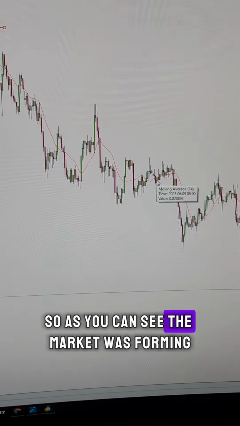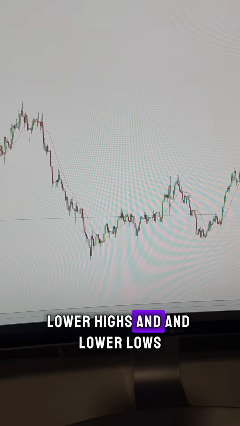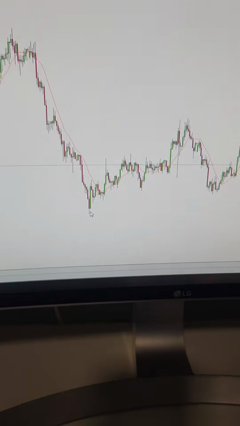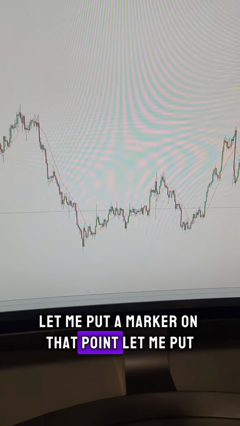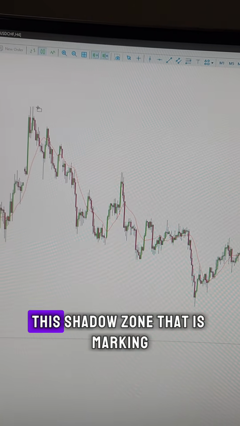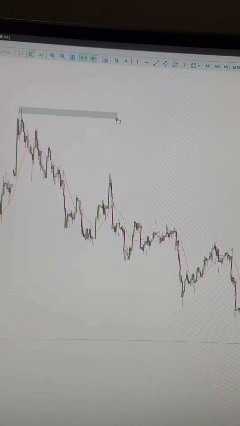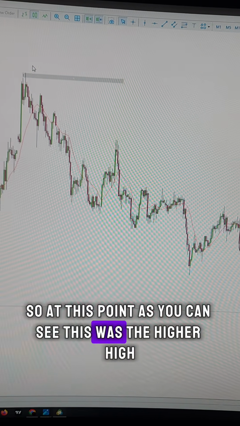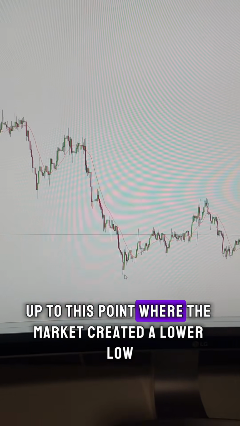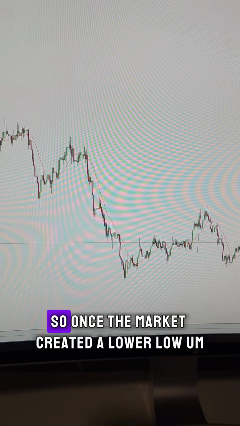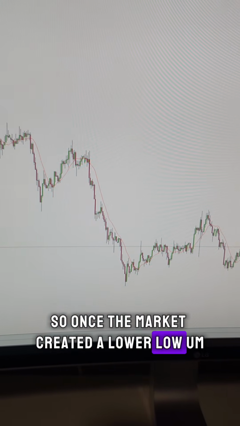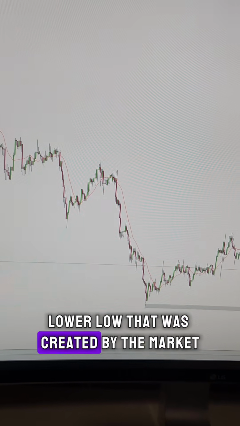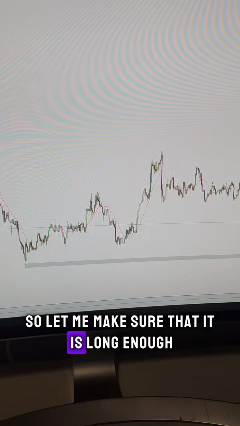So as you can see, the market was forming lower highs and lower lows up to a point where it created a lower low at this point. So let me put a marker on that point. Let me put this shadow zone that is marking the higher high before the market started the channel. So at this point, as you can see, this was the higher high up to this point where the market created a lower low. So once the market created a lower low, this was the latest lower low that was created by the market. So let me make sure that it is long enough.